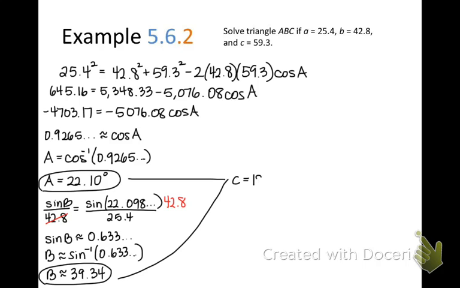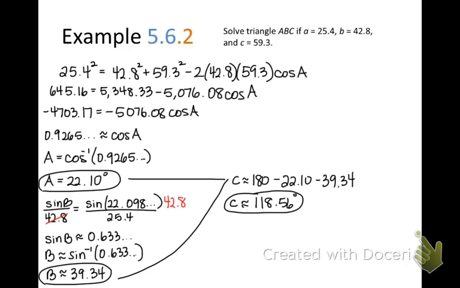So I can do 180 minus my 22.10 minus my 39.34. Somebody who's typed that out, can you help me? It's what? 118.56. And to use correct notation, this isn't exact, right? It's just an approximation, so I really should be using approximate signs the whole way. Okay? So that's my angle C.